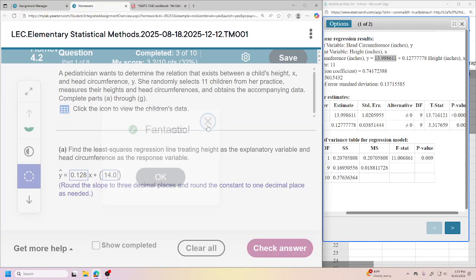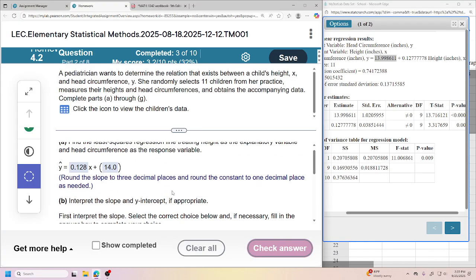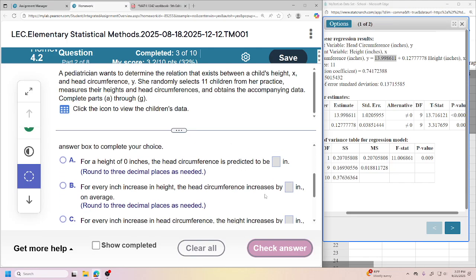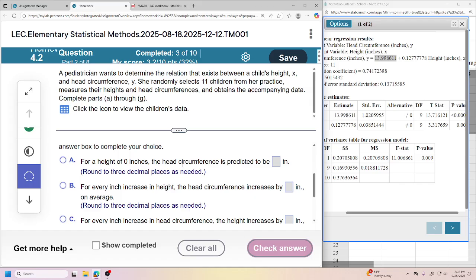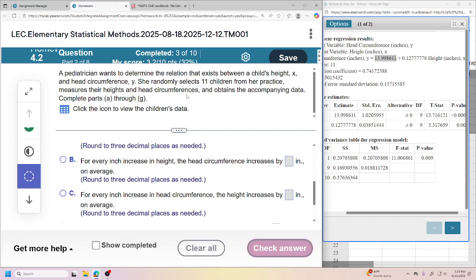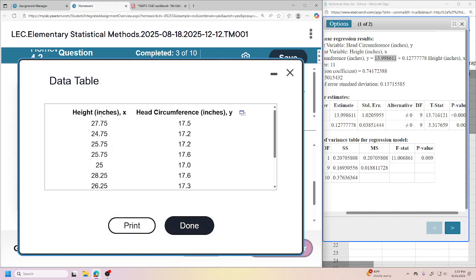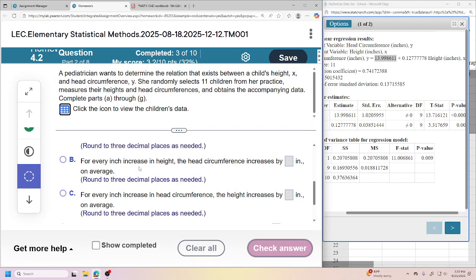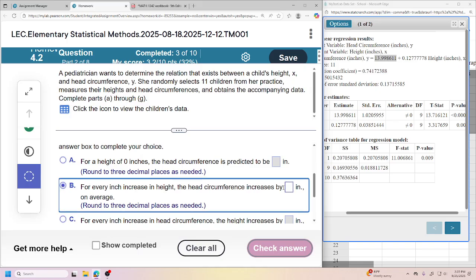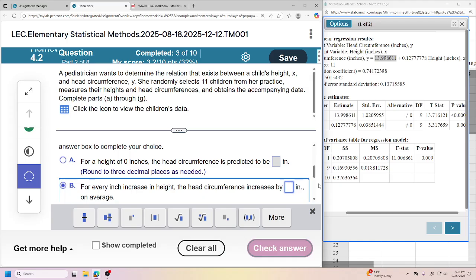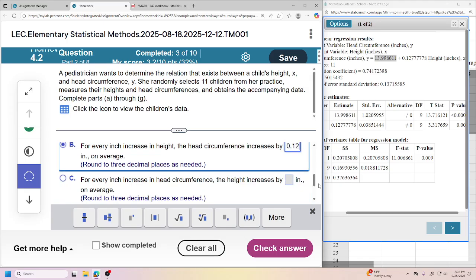You are correct. Yeah, I know, right? They're trying to throw you off. It's like the whole thing's a whole bunch of gotcha moments, you know? If I interpret the slope, okay, well, we got the slope. It was a positive something or other. So for every inch in height, we get a head, going ahead. Kaboom. And I'm going to put in that slope number, 128.